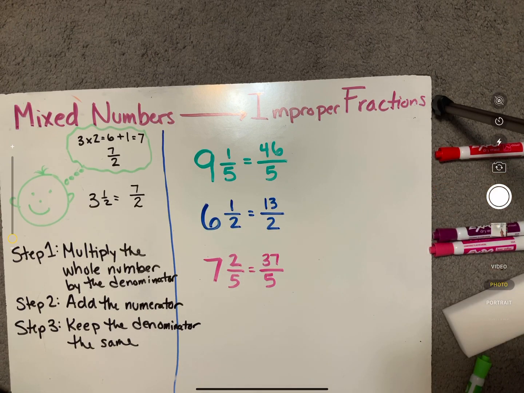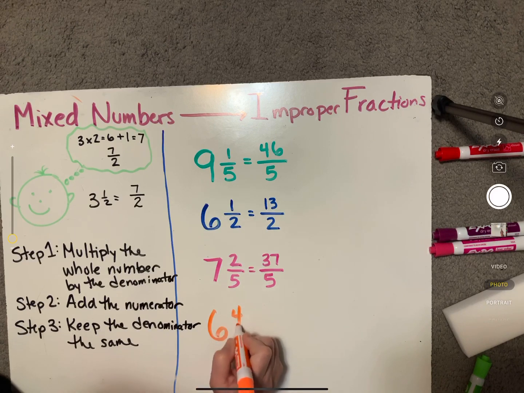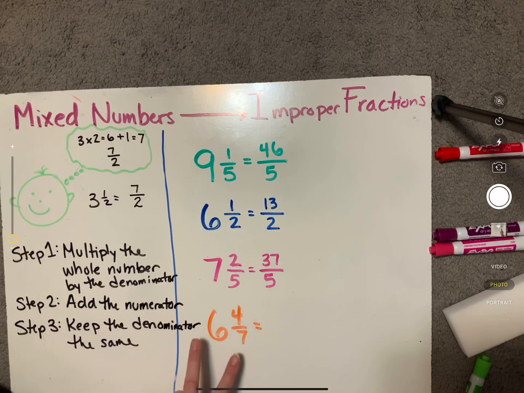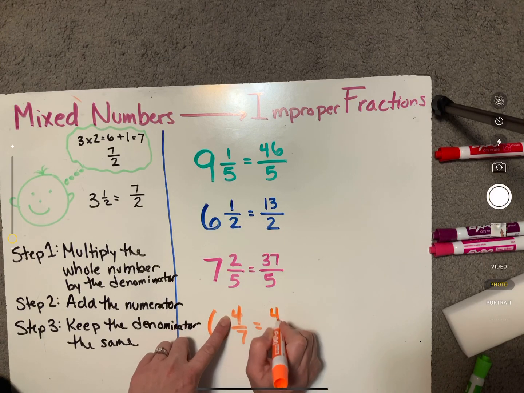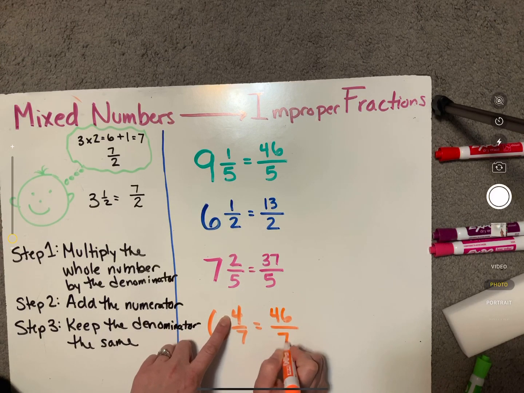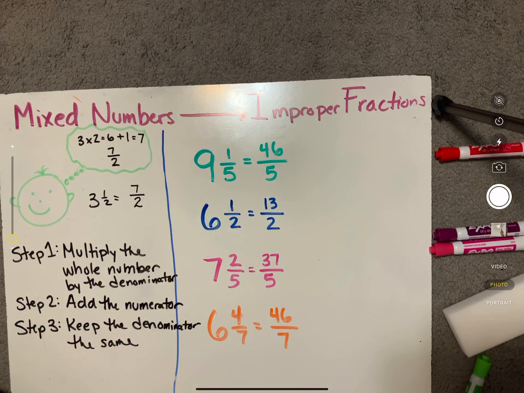Okay, let's try another one. How about 6 4/7? Okay, so once again, we've got 6 times 7, which is 42, because whole number times denominator. 6 times 7 is 42. 42 plus my numerator is going to be 46 over 7.